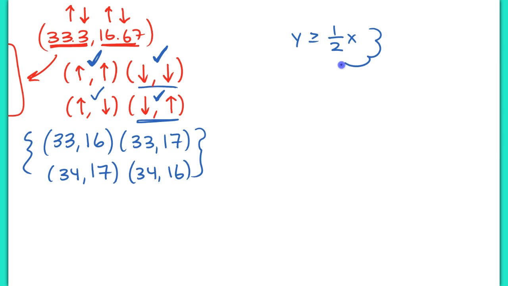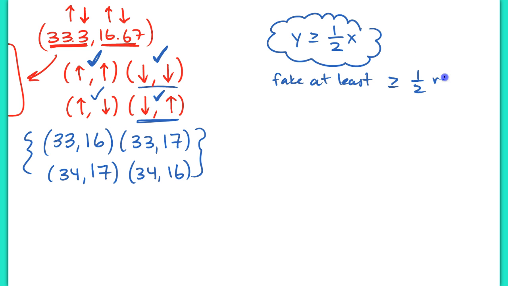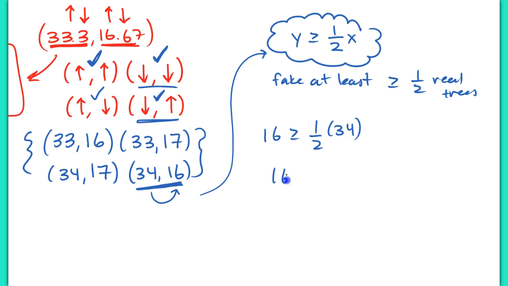Now, I'm using this constraint here, y is greater than or equal to 1/2 x, because 2 of these values, these coordinates, are going to drop out. Now, the reason why they do is because, remember, go back to this idea, the number of fake trees has to be at least half of the number of real trees. Okay, so if I take a look at, let's say, this point here, the number of real trees more than doubles the number of fake trees. Okay, it more than doubles that, which means it doesn't satisfy this inequality. If I plug it in, 16 is greater than or equal to 1/2 of 34. That is not true, right? 16 is not greater than or equal to 17. So that's a false statement, which means that I can knock off this point here.